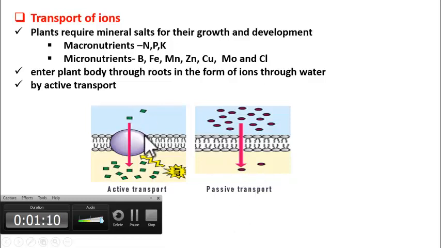But what about minerals? The concentration of minerals is more inside when compared to outside. Soil has fewer minerals when compared to the root hair cell. So then what happens? Minerals cannot enter spontaneously, because outside is less and inside is more. So the cell uses its energy to transport these minerals across. If the cell uses energy for the transport, then such a transport is called active transport.